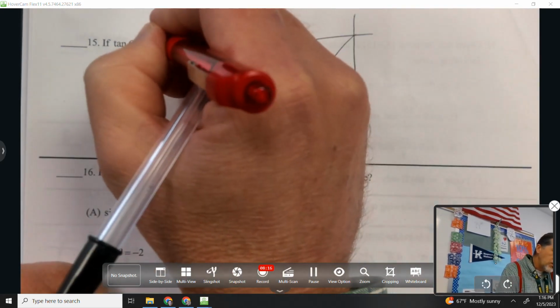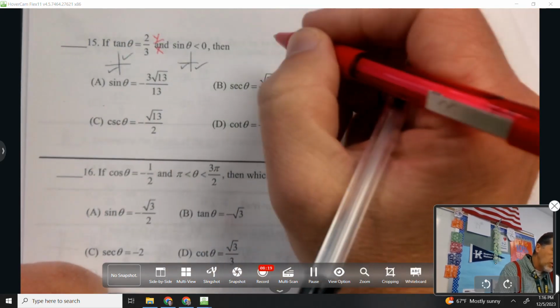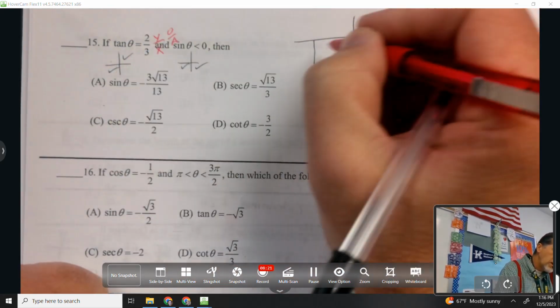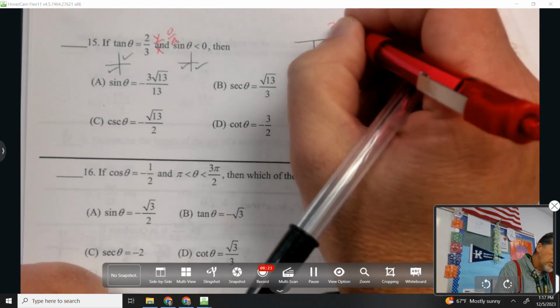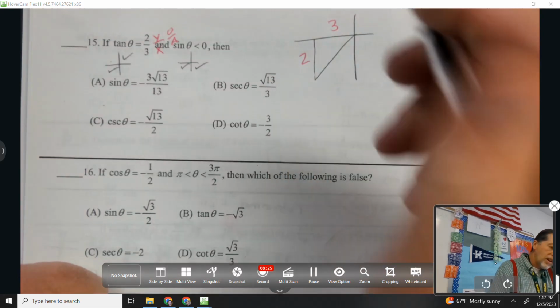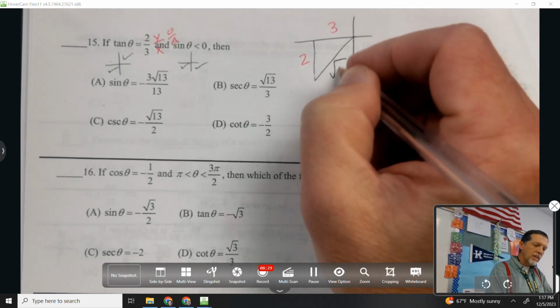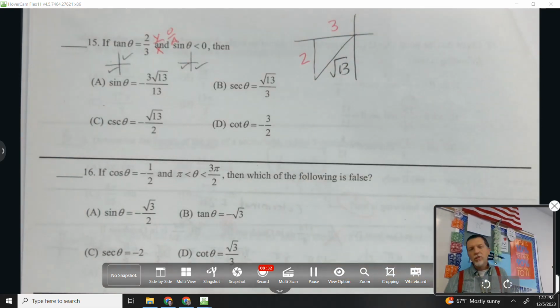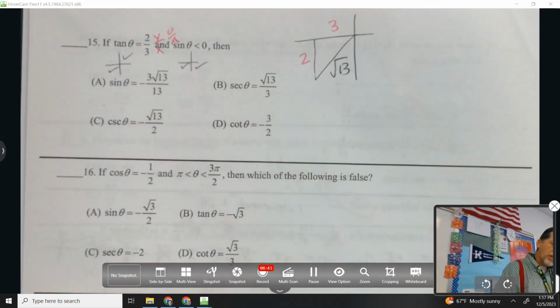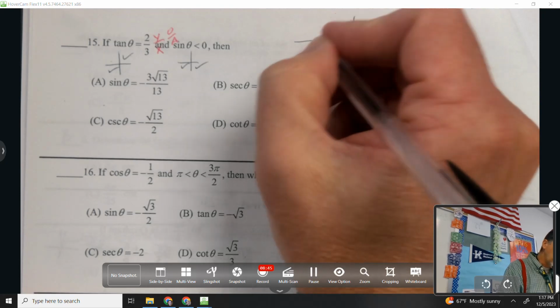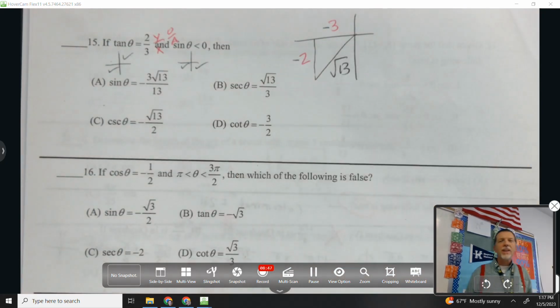Let's see, tangent is y over x, or opposite over adjacent, either way. Opposite, adjacent. Square root of 2 squared plus 3 squared, 4 plus 9, 13. I intentionally drew that picture wrong. What's not right about my picture? Which one's negative? Both of them. So you have to be careful when you're drawing pictures. You've got to be thinking about positives and negatives.